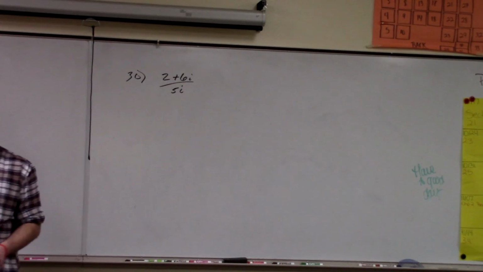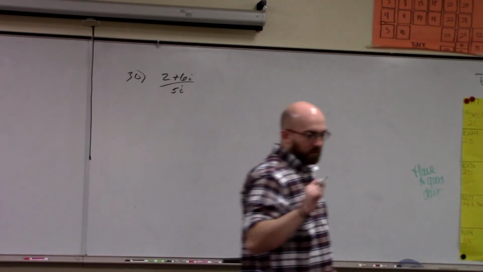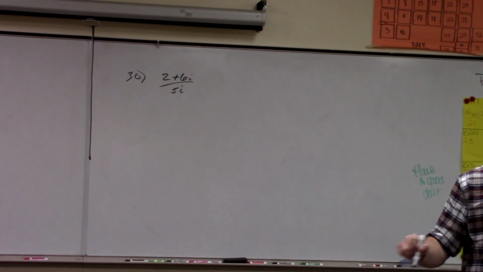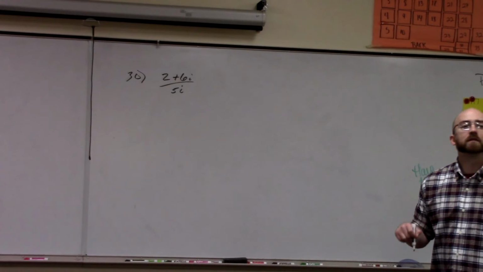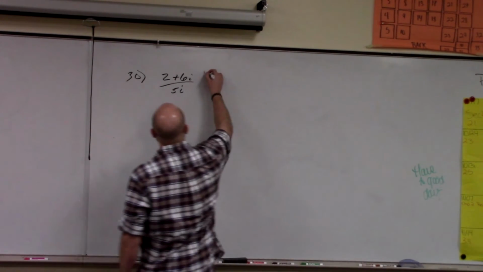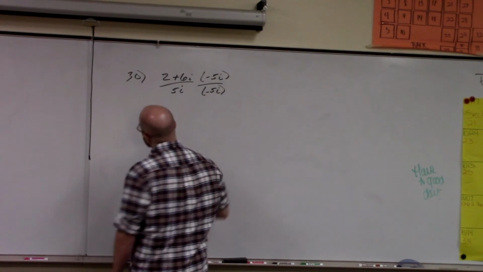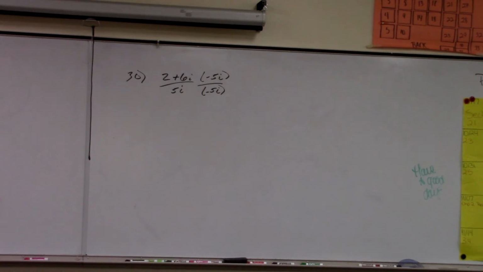So what do you have to do on this one? Write it in standard form. Multiply the top and bottom by the conjugate of the denominator, so negative 5i. Is it always the bottom conjugate? Always the bottom conjugate.